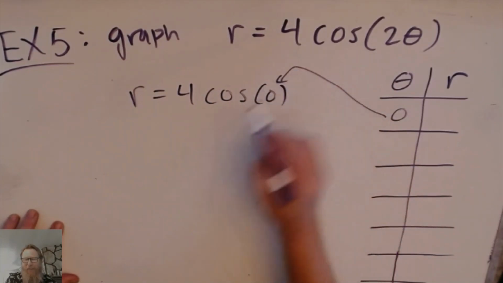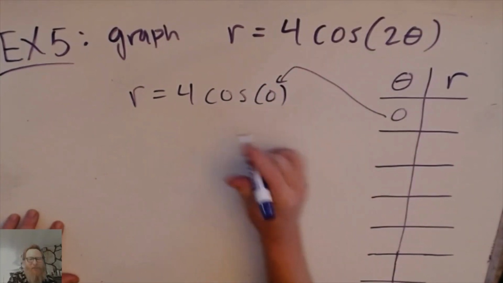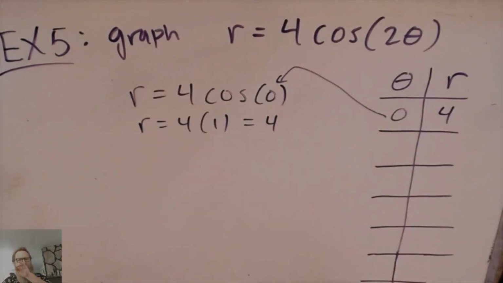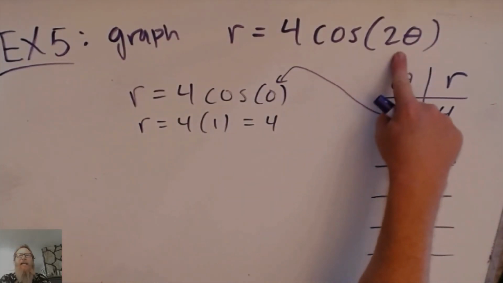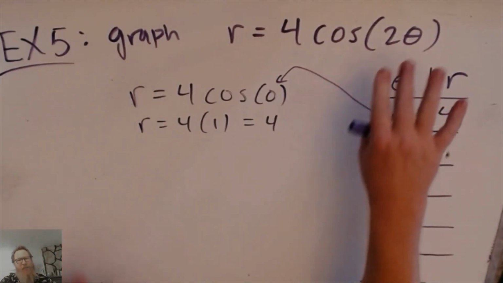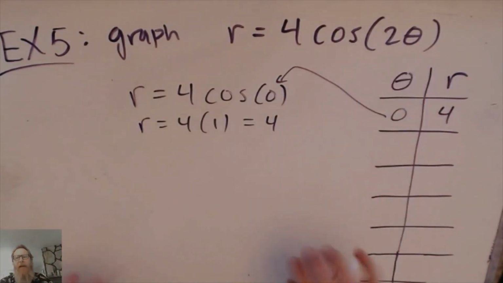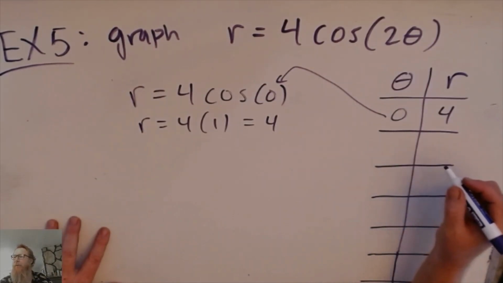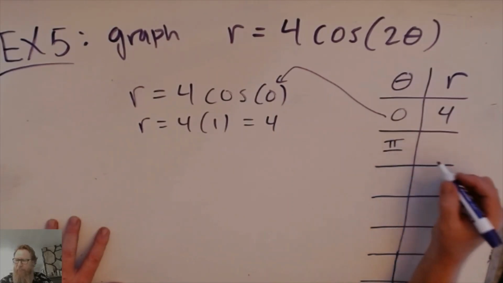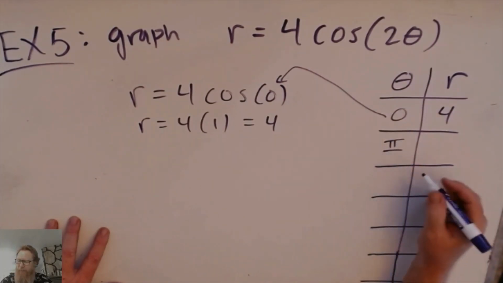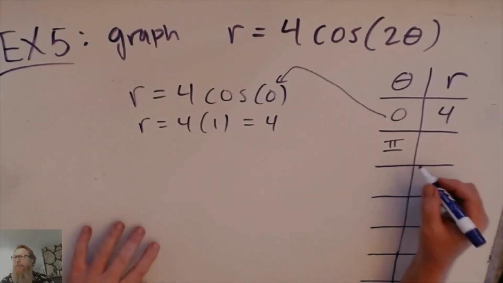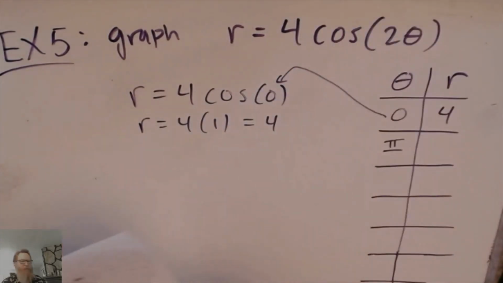All right, so we're going to plug in theta equals 0. Cosine of 0 is clearly 1. So we're going to get 4. Now notice this is a double angle, but I don't recommend using any double angle formulas. Just keep your eye out on it. It's a double angle. So what that means is that when I plug in, say, pi over, let's see, let me look at my graph paper. What do we got here?